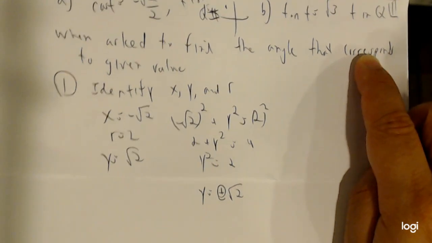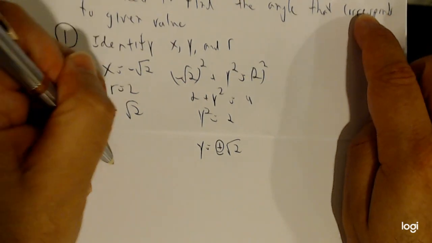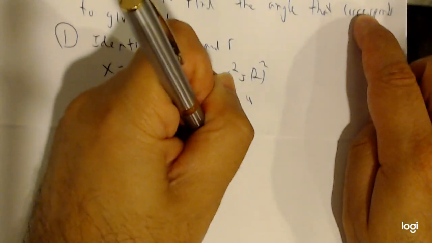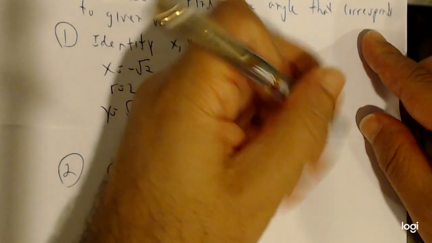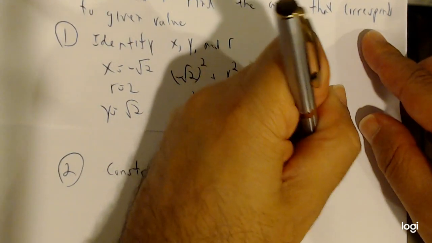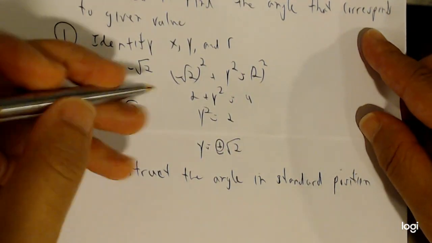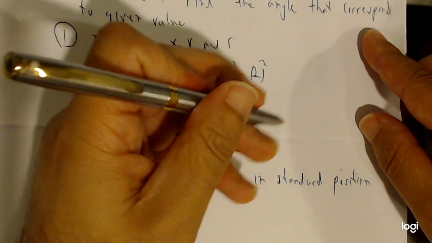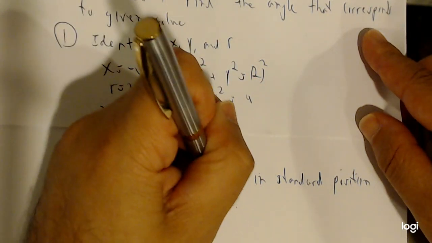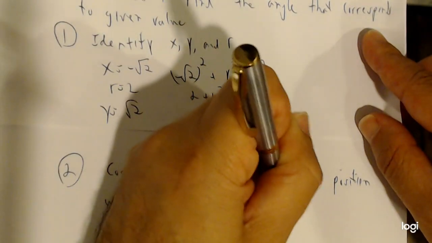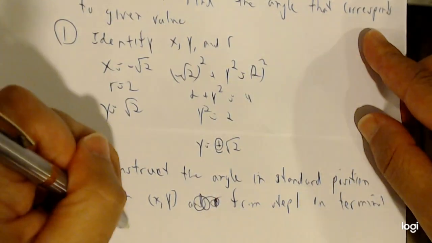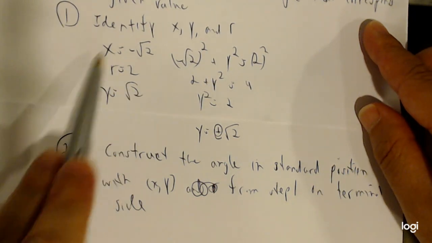Okay? And then the second step is what? Once we identify x, y, and r, we're going to construct the angle in standard position with x, y, and r, or x, y from step 1 on the terminal side. So the xy that we found, that's the point that your terminal side goes through.